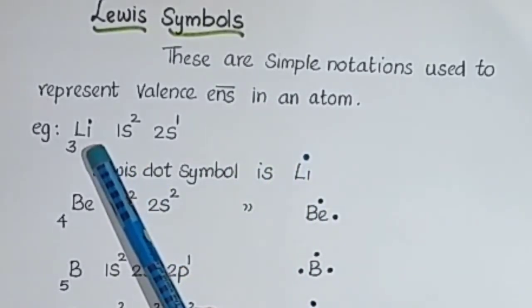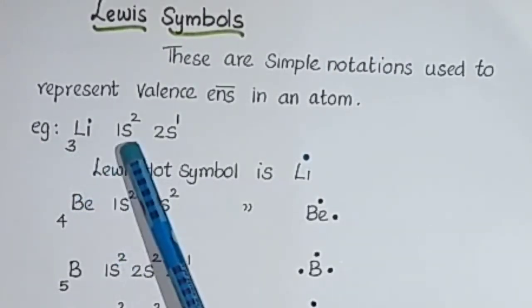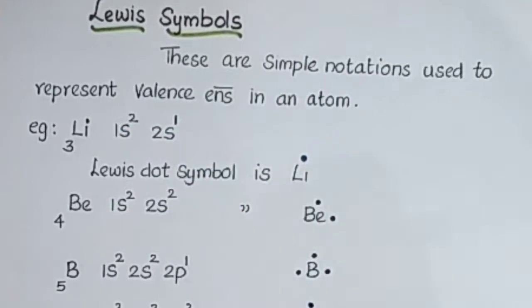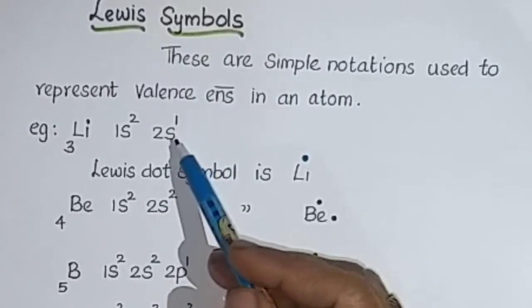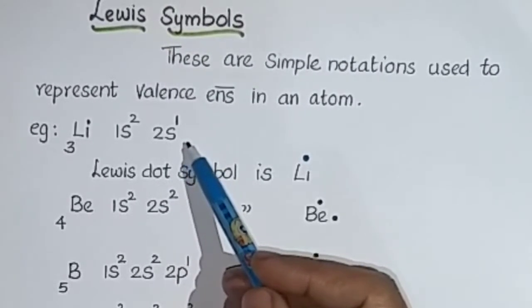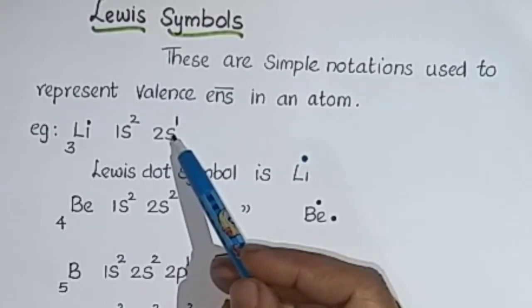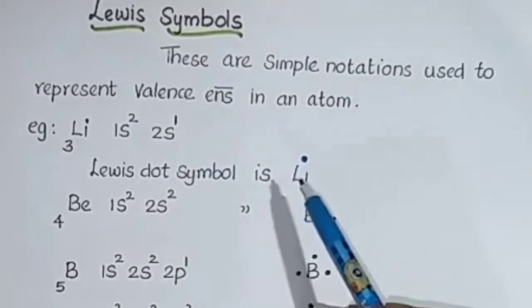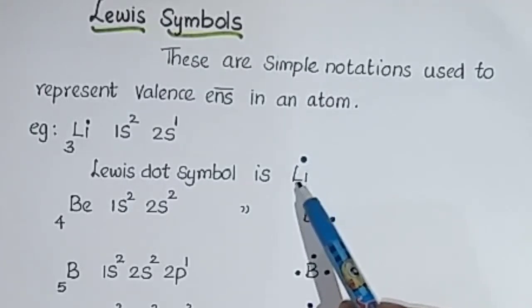First one, lithium. You know the atomic number of lithium is 3. Then you write the electronic configuration 1s2, 2s1. This is the valence shell. 2s1 consists of 1 electron. So the number of valence electrons or outermost shell electrons in a lithium atom is only 1. So it is represented like a dot in the lithium atom.